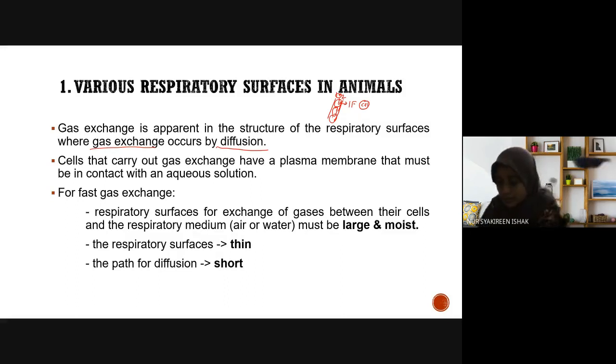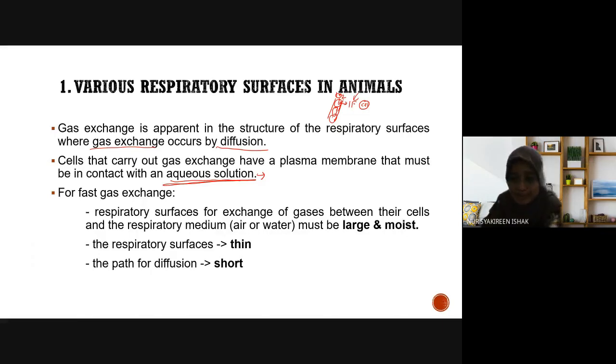And then number two, cells that carry out gas exchange have a plasma membrane that must be in contact with an aqueous solution. In this case, it is referring to the blood and also to the interstitial fluid. The gas cannot be oxygen alone, so the oxygen has to be dissolved in an aqueous solution. In this case, in the blood, and from the blood into the interstitial fluid before it enters your body cells.